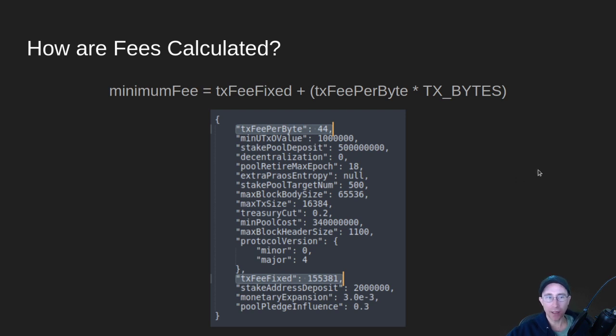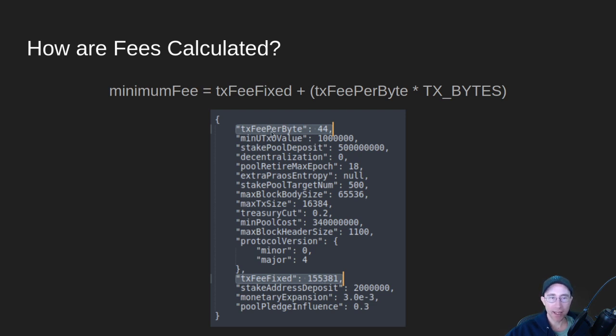So how are fees calculated? The minimum fee for any transaction is based on how much space it takes up on the blockchain. There are two transaction parameters that go into the calculation. There is the transaction fee fixed, and these values are in Lovelace. One Lovelace is a millionth of an ADA. So in ADA, this is 0.155381 ADA, and that's the fixed fee. The fixed fee is no matter what, the minimum amount that's going to be paid.